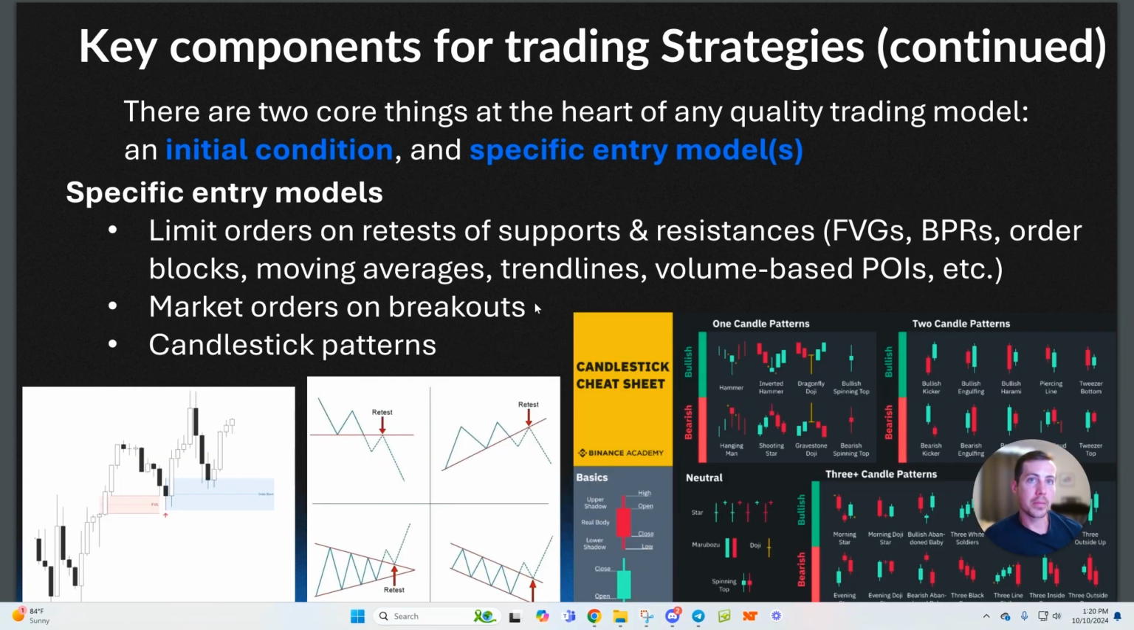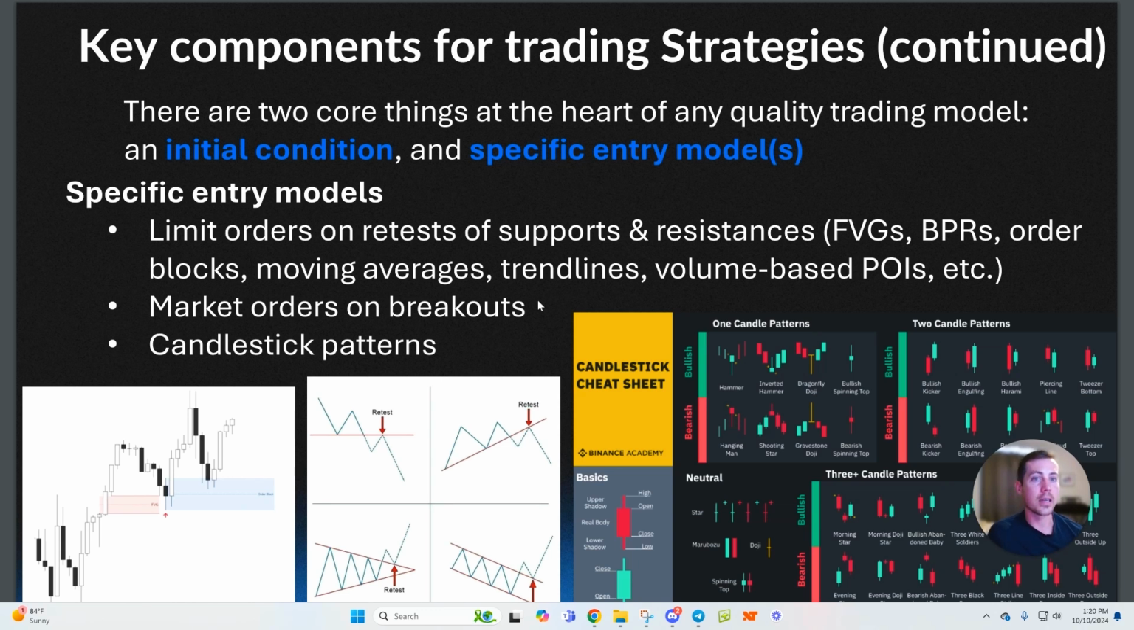Speaking of entry models, this is where you're very specific. Okay, I have my initial condition. Now I'm looking for exactly where to enter and how to actually execute a trade once that initial condition is present. And honestly, probably the single most common entry model that you will see with any strategy is some sort of limit order retest of a key support and resistance level.